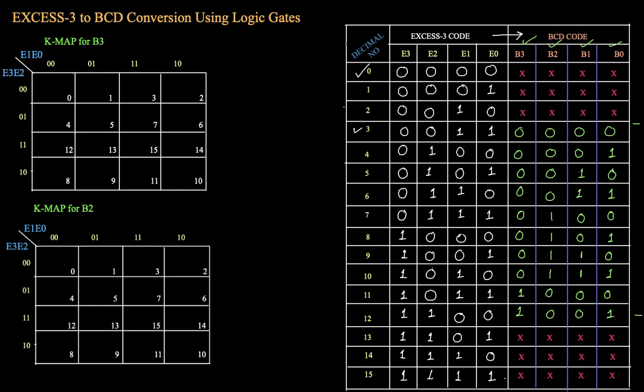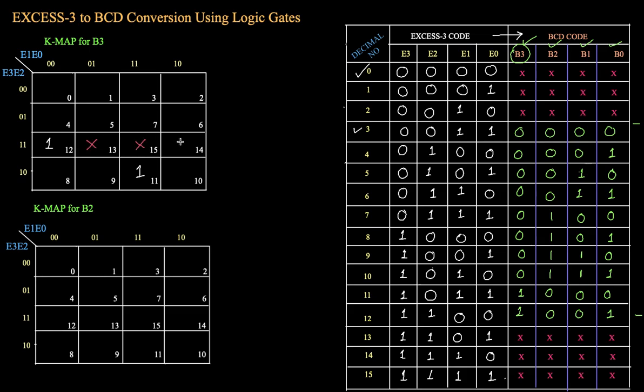First of all, we are going to find B3. For B3, the 1 we get is in position 11 and position 12. We are taking 1 in position 11 and position 12, and we cannot make the Karnaugh map group with this alone, so we can take some don't care conditions.